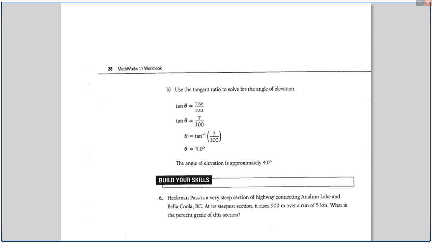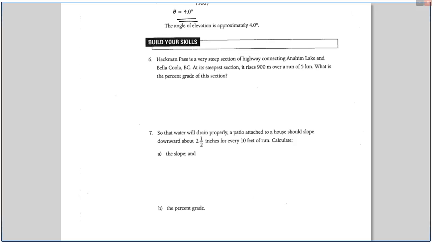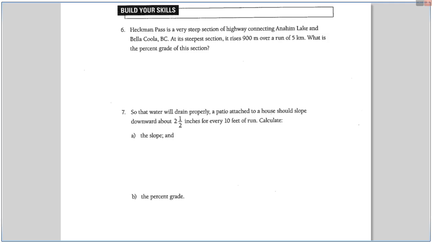Use the tangent ratio to solve for the angle of elevation. This is a bit of a review. On your yellow formula sheet, it's right here. All right. So all you have to do is start your question right here with the formula sheet. Theta equals the inverse tangent of 7 over 100, and you will output 4 degrees. All right, now we can start with the build your skills.